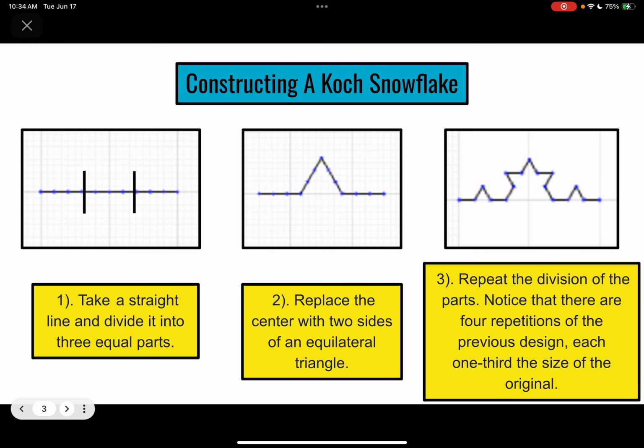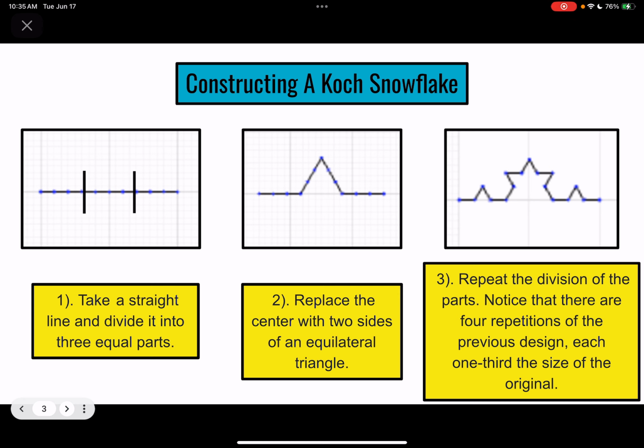Constructing a Koch Snowflake. 1. Take a straight line and divide it into 3 equal parts. 2. Replace the center with 2 sides of an equilateral triangle. Notice that the straight line is replaced with 4 smaller segments using turns of 60 degrees left, 120 degrees right, and 60 degrees left. This 4-segment shape is the basic unit of self-similarity that repeats throughout the Koch design.